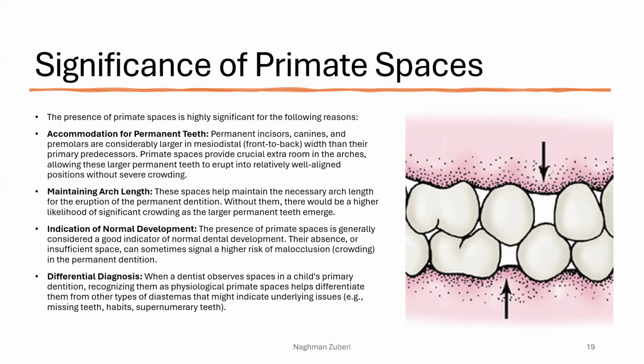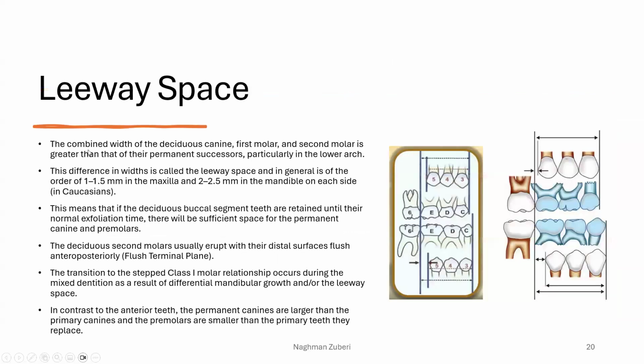Their absence or insufficient space can sometimes signal a higher risk of malocclusion, that is crowding, in the permanent dentition. Differential diagnosis: when a dentist observes spaces in a child's primary dentition, recognizing them as physiological primate spaces helps differentiate them from other types of diastemas that might indicate some underlying issues like missing teeth, habits, or supernumerary teeth presence.